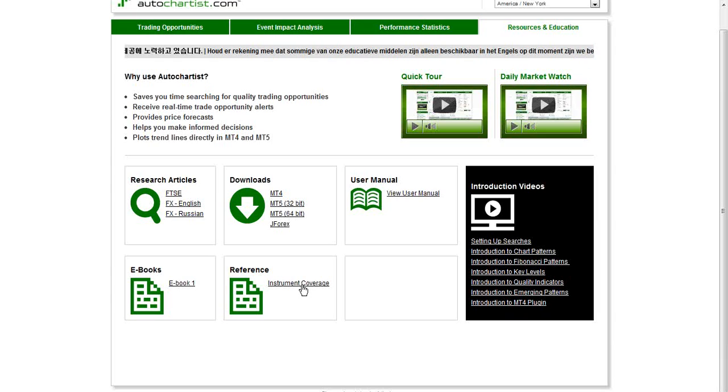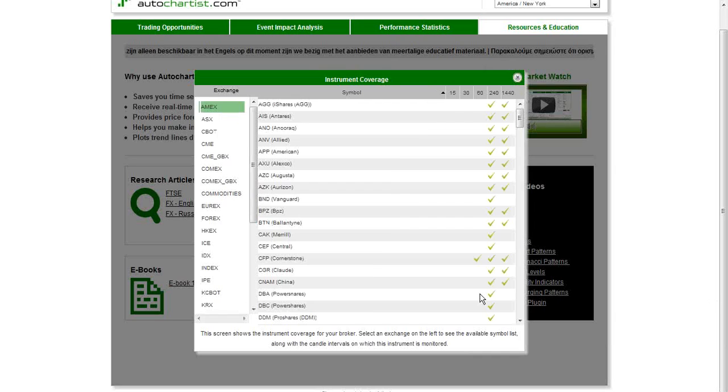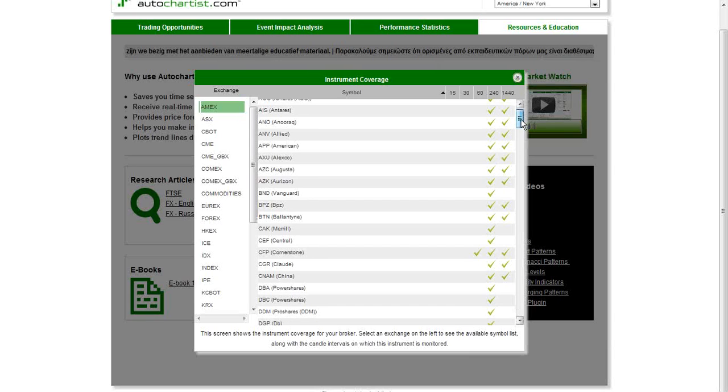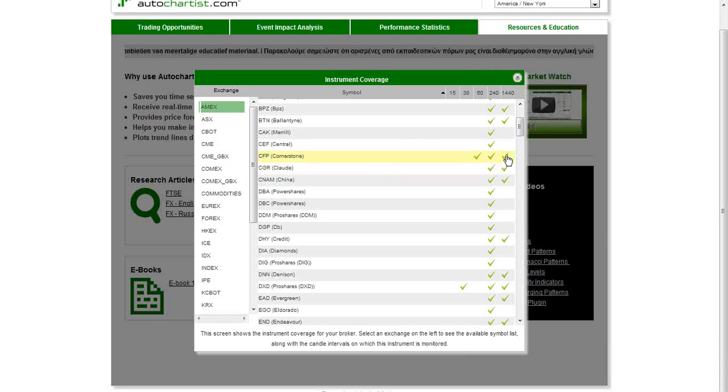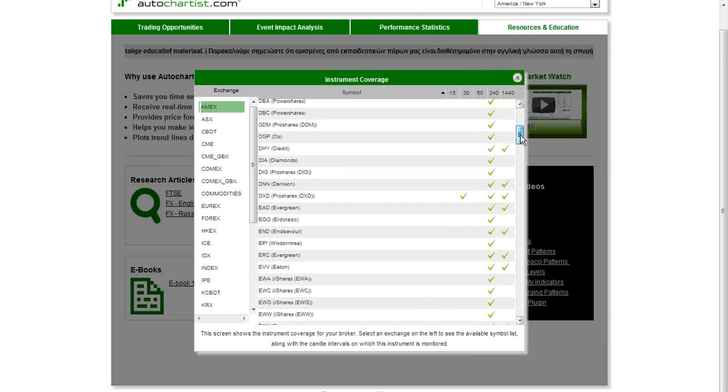Let me bring that up quickly and just show you how to look at the instrument coverage of Autochartist. I'll give that a moment to load up on everybody's screens. Okay, so let's have a look. On Amex, we can see that most of the instruments are covered on 4-hourly and daily intervals, but there are certain examples of very liquid instruments that are covered on 60-minute, 4-hourly and daily, and 30 minutes and greater. So we have different coverage for different instruments depending on the liquidity.